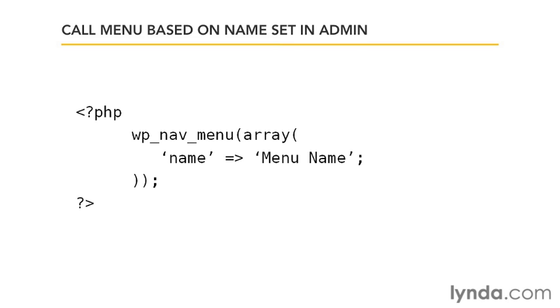So when you create a new menu, you give it a name, and then you can call the menu based on that name. This is something you would use if, for instance, you created a theme for someone else and you didn't want to explain to them how to add the menu. You could simply say, if you go to menus and you create a new menu and call it footer menu, it'll automatically appear in the footer.